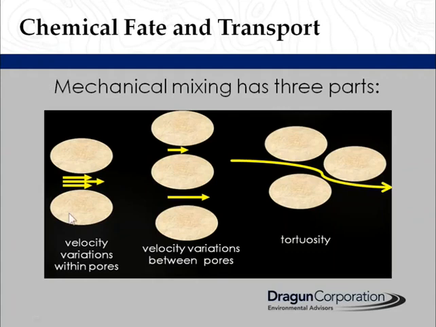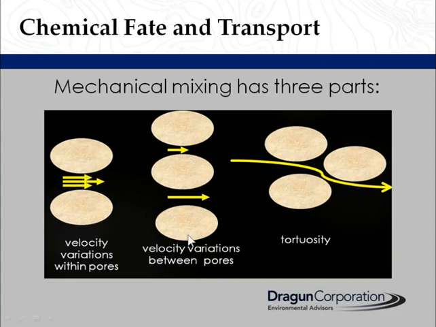So in mechanical mixing, as the groundwater is flowing, let's assume that these are two sand grains, and they're separated, and that separation is called a pore. The water moves through the pore. The greatest velocity will be in the center of the pore, and the lowest velocity will be at the grain boundaries where there's relatively a lot of friction. So if you have a chemical that is in the center of the pore, it will move faster and further than a chemical that's at the edge of the pore.